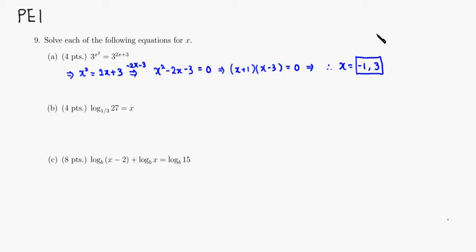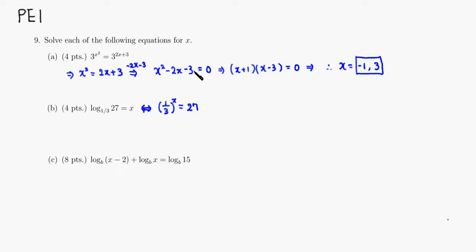How about part B? We have this log equation, and a log equation is too hard, so I'm going to rewrite it into an equivalent exponential equation. The base is 1/3, so the corresponding exponential expression is going to have 1/3 as a base. The log function sends 27 to x, so the exponential function is going to go backward and send x back to 27.